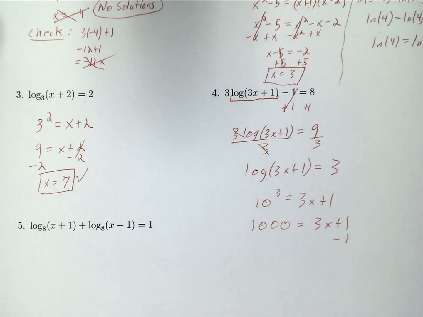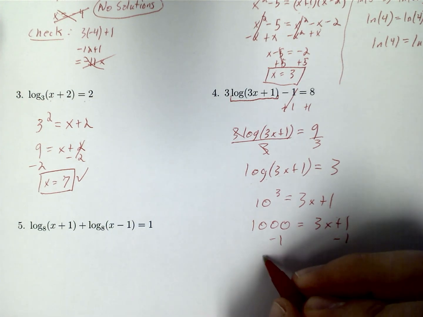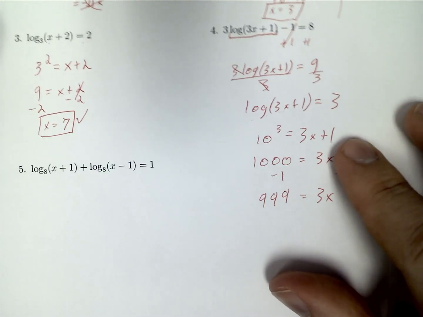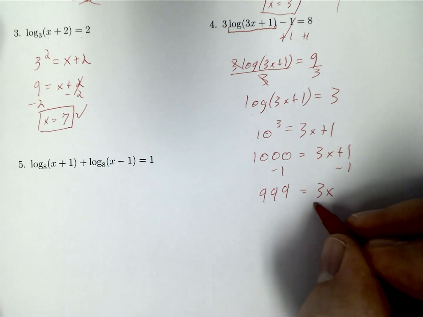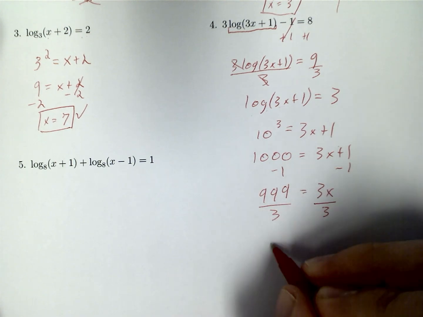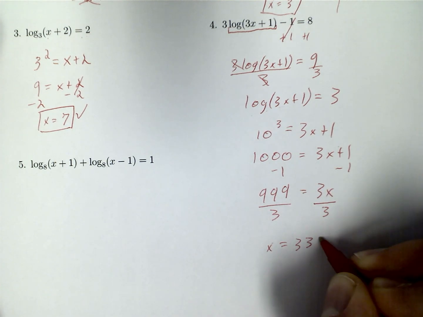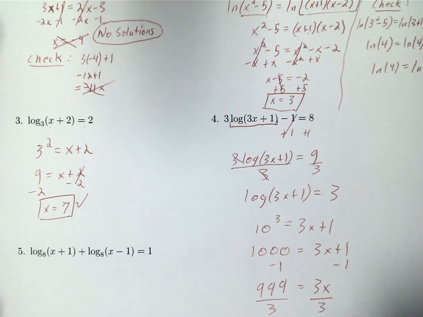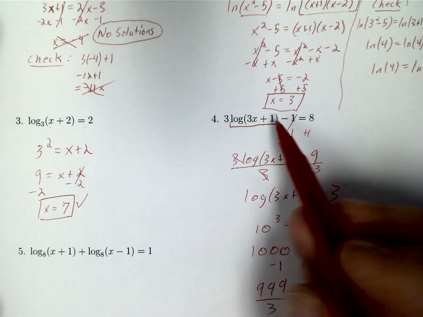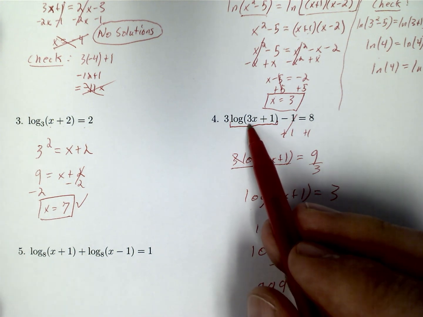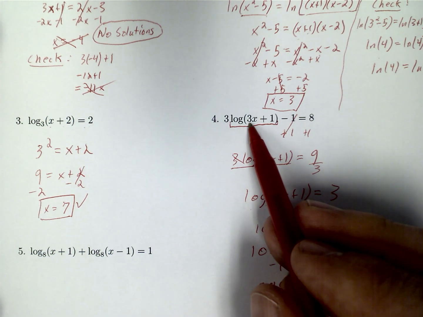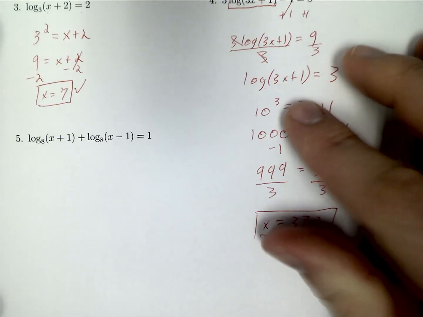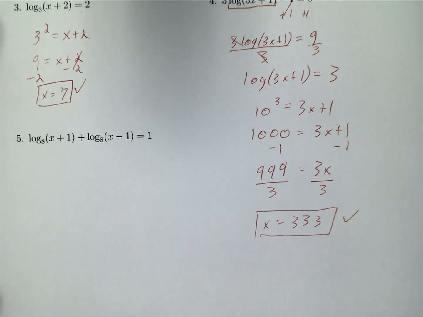We continue solving for x, so subtract 1. So we get 999 equals 3x. And then we finish this by dividing by 3. So we get x equals 333. All right. And if we plug 333 back in, we just need to plug it into the logarithm. Times 3 is 999 plus 1 is 1,000. So we verified that this solution is valid.